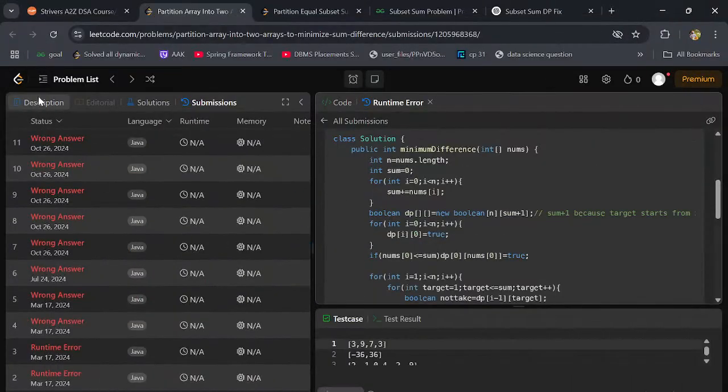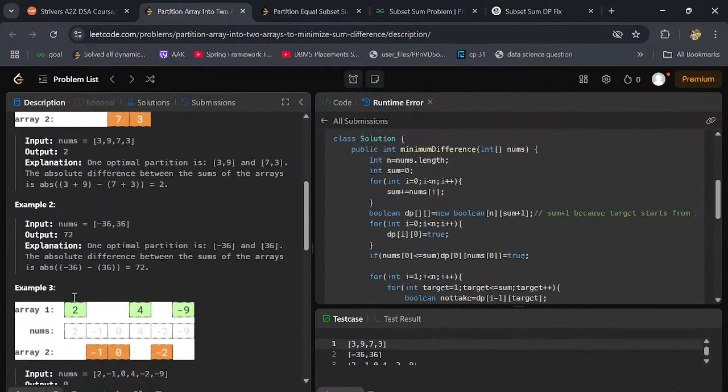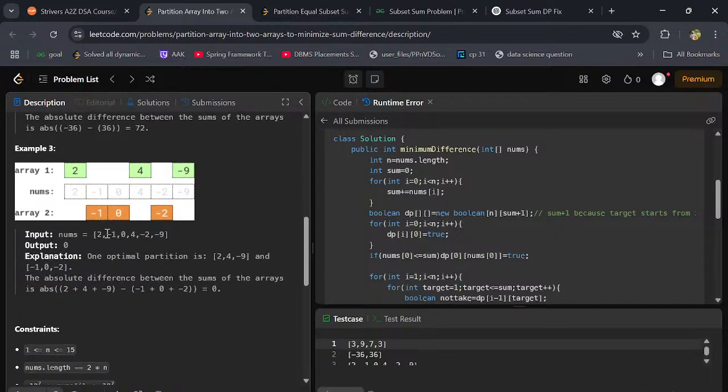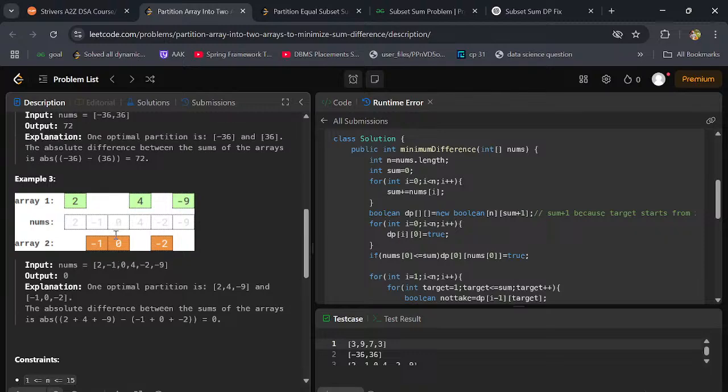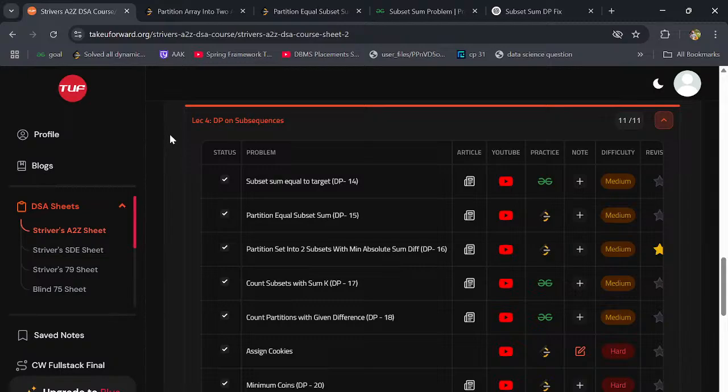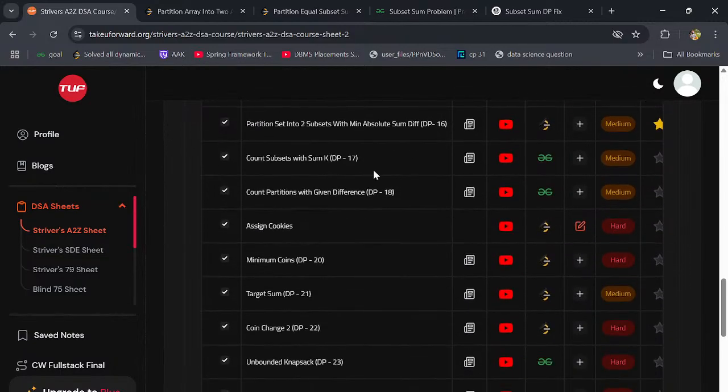For this problem, they also gave negative values. That's what fails here. You have to think of another data structure, because arrays can't store negative indexes, right? That's where it fails. You can use a hash map, but I don't know why this problem is still not working. I tried so many times.